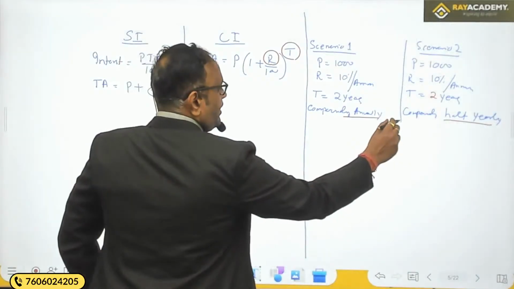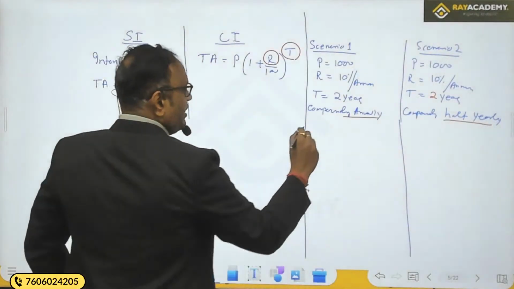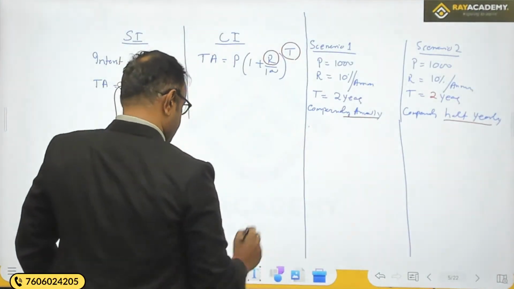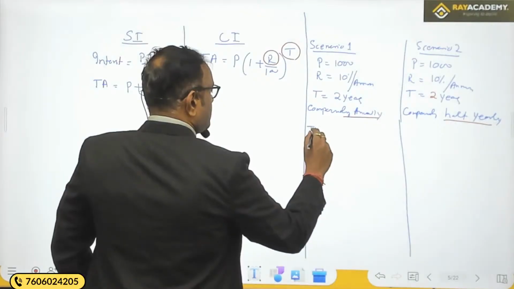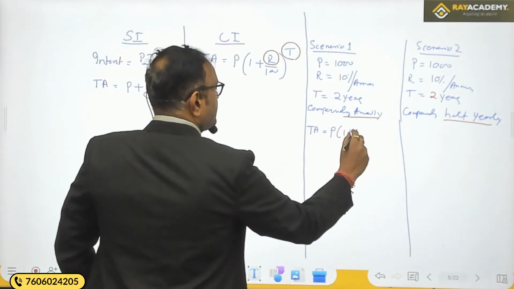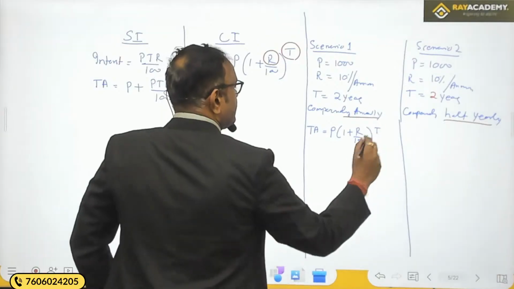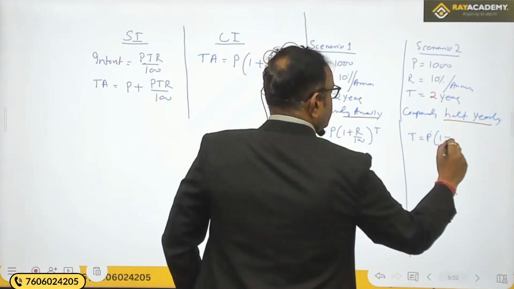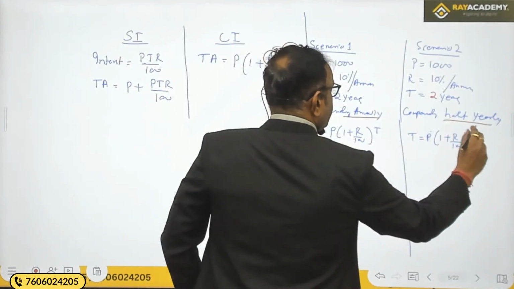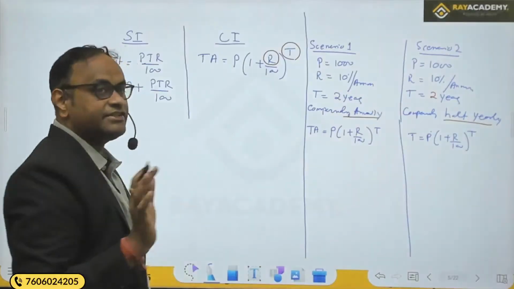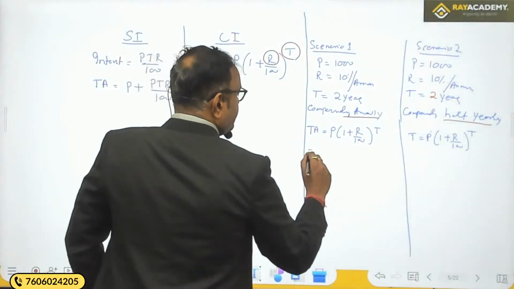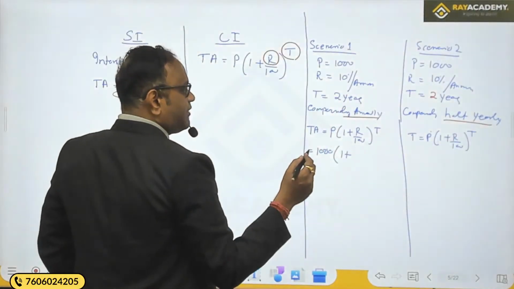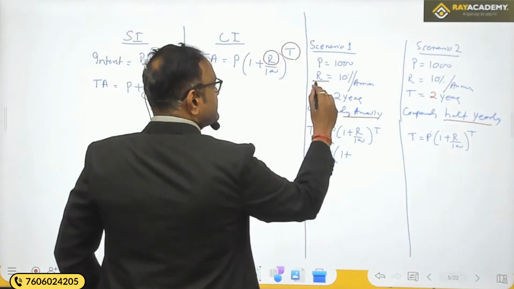So for both scenarios you can put the formula. Total amount is P into 1 plus R by 100 to the power T. Here also total amount is P into 1 plus R by 100 to the power T. But R and T will change for both the questions. So look, principal is 1000, 1 plus, compounding period was annual, and the rate of interest per annum is given, that is 10.